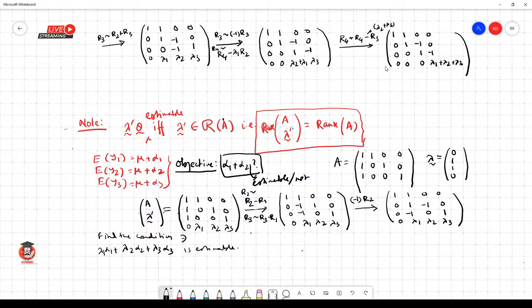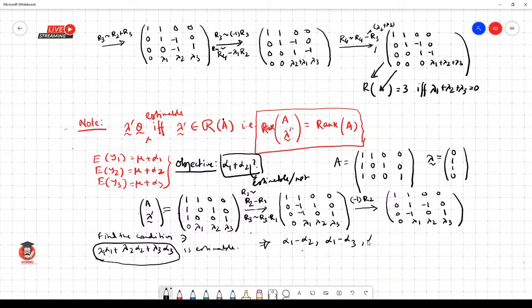So now you see that the rank of this matrix equals 3 if and only if lambda 1 plus lambda 2 plus lambda 3 equals 0. Hence this parametric function lambda 1 alpha 1 plus lambda 2 alpha 2 plus lambda 3 alpha 3 is estimable if and only if lambda 1 plus lambda 2 plus lambda 3 equals 0. This means alpha 1 minus alpha 2, alpha 1 minus alpha 3, alpha 1 minus alpha 4 are all estimable.